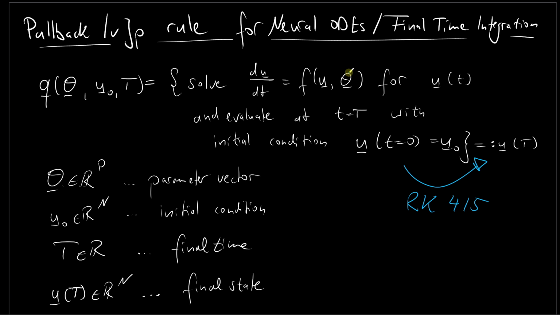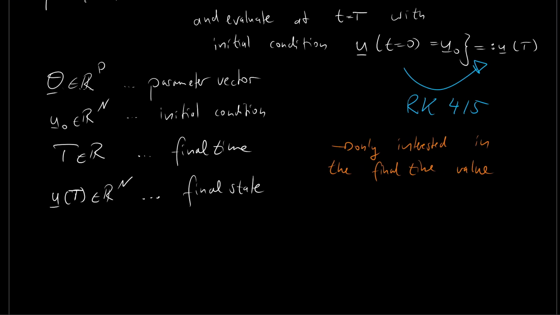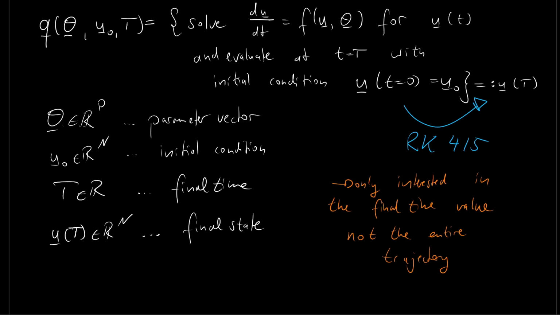In contrast to another task, which you might call full ODE integration, this one is just the final time integration. And I want to highlight this here once again, that we are only interested in the final time value, and that means not the entire trajectory. The reason is that the solution at the final time, so the output of our integration, is a vector and not a function. So it has the same shape as the initial condition. It's an n-dimensional vector. Okay, that's the primal problem.